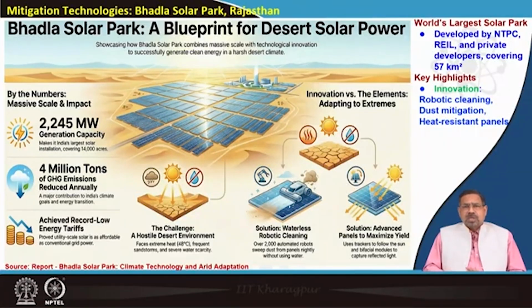Now coming to the solutions in terms of advanced panels to maximize the yield, we need advanced, very high yield panels. It uses trackers to follow the sun and bifacial modules to capture the reflected light. So the solar panels can move according to the sun's movement, so that they can capture the maximum of the solar light. This is the key highlight in terms of innovation: robotic cleaning, dust mitigation, and high resistant panels.